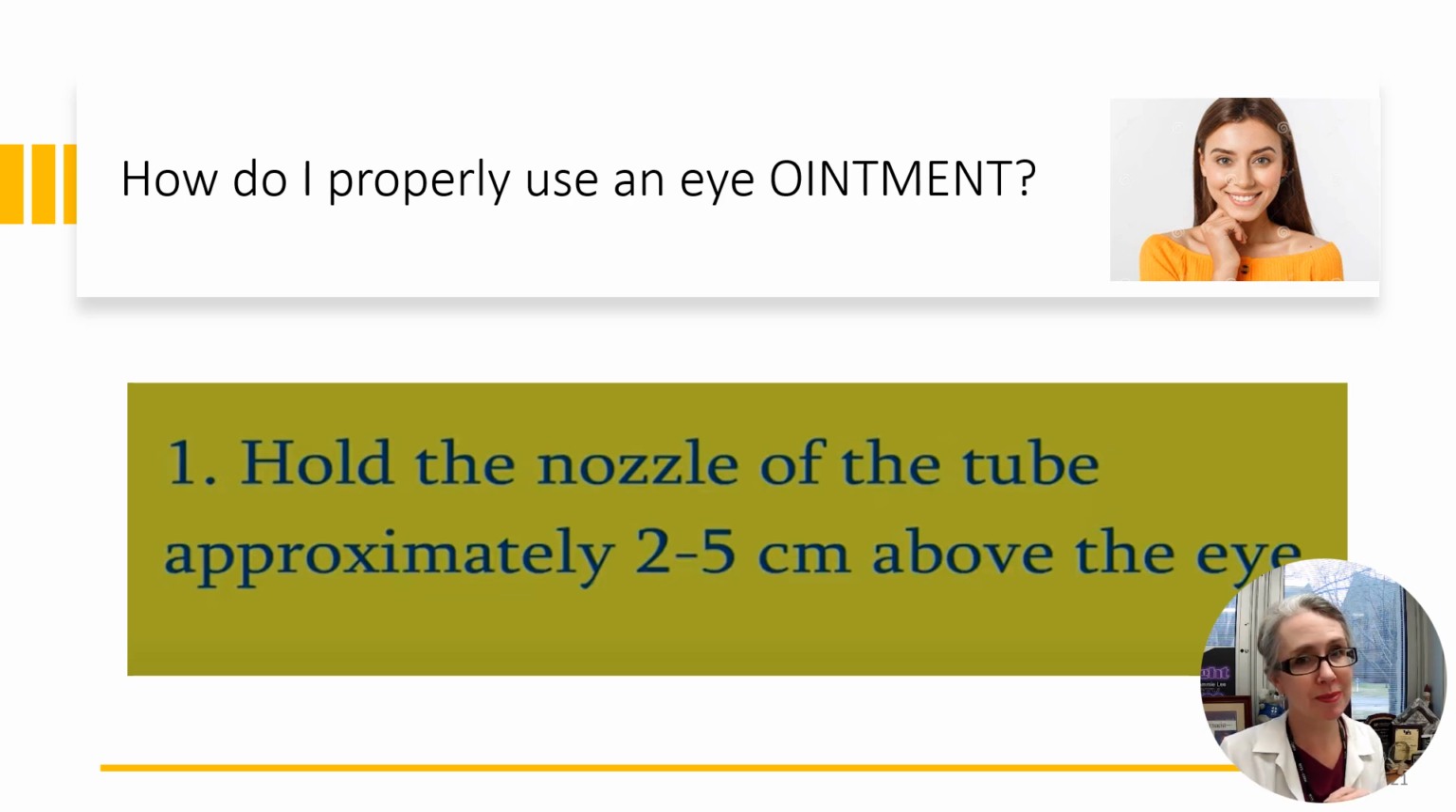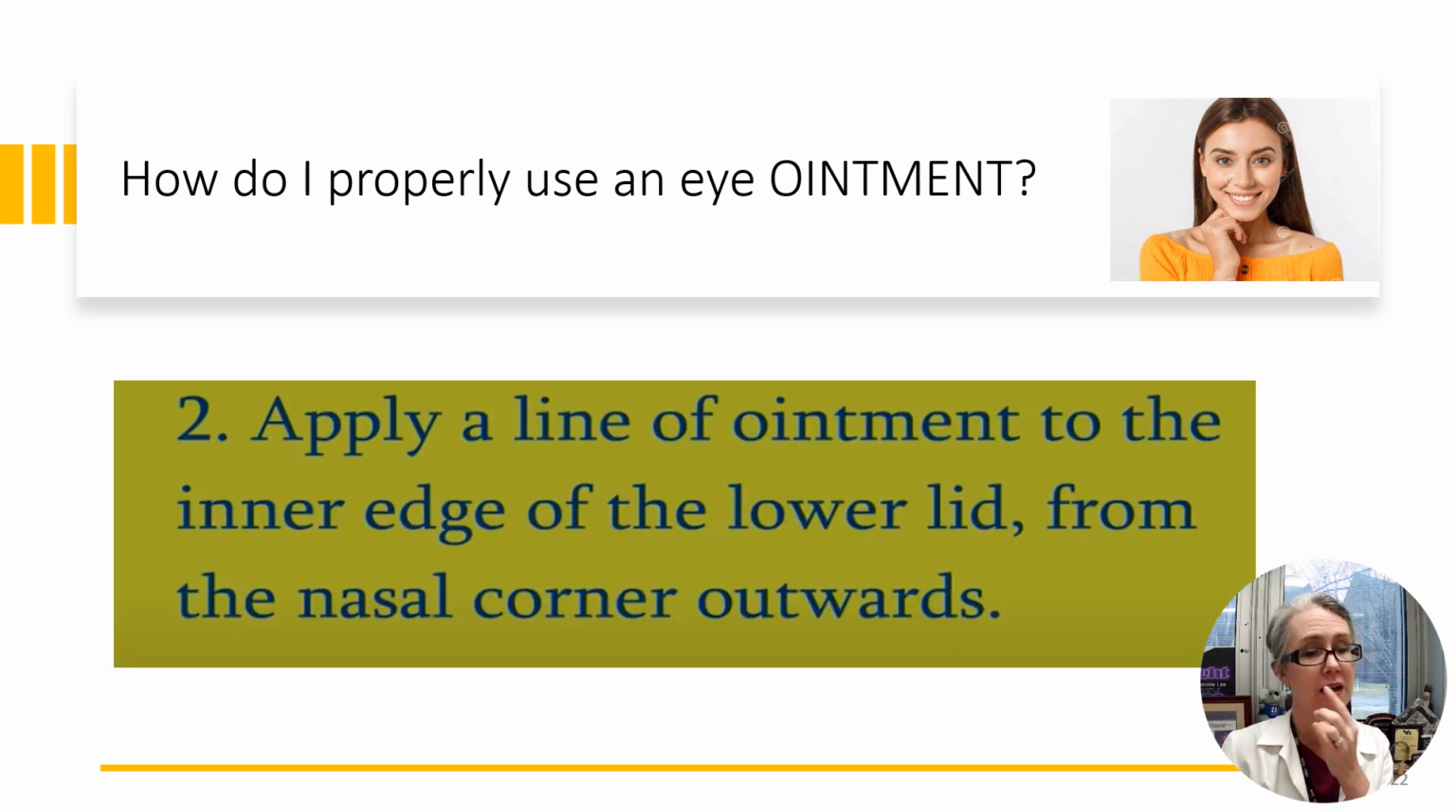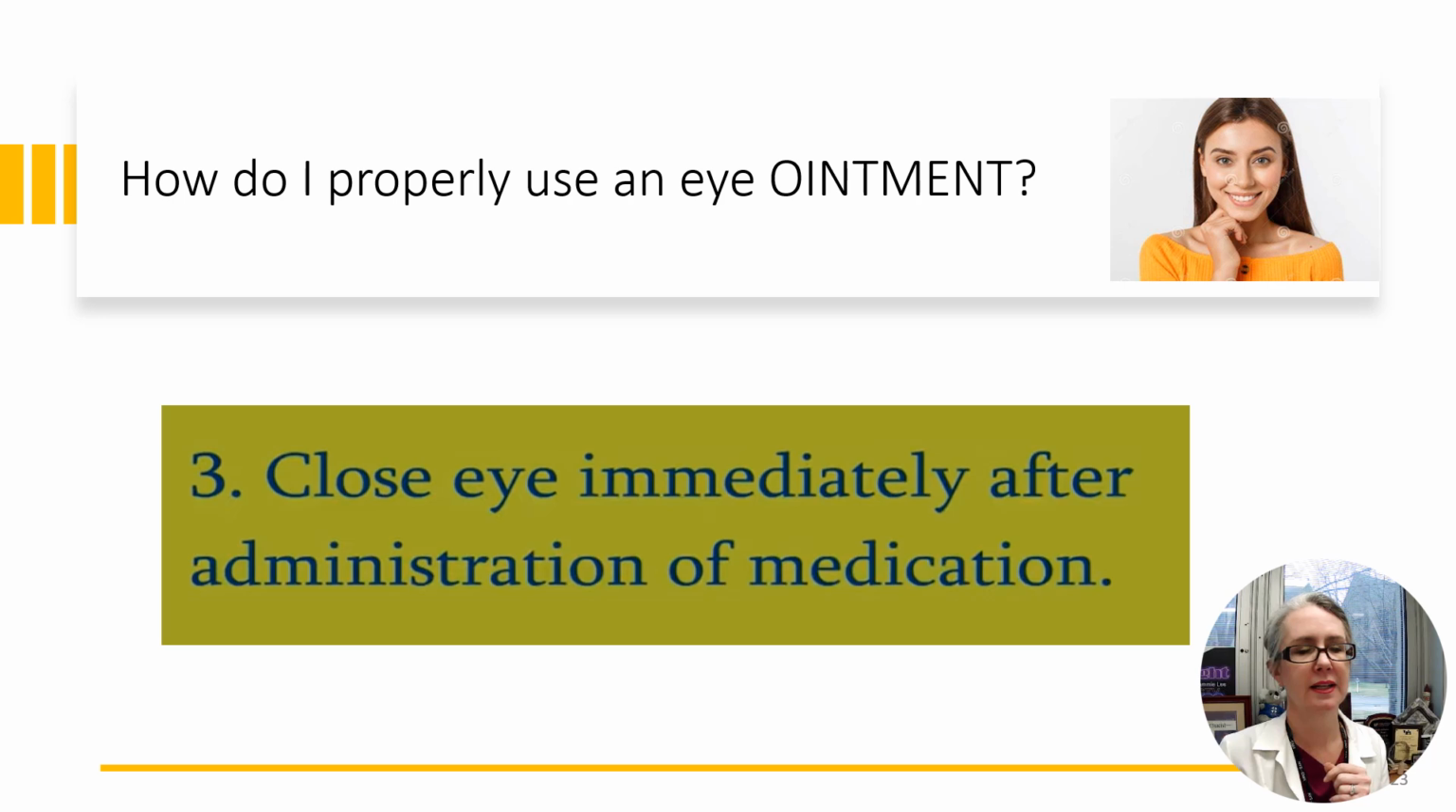Now, if you're doing an ointment, it looks like a toothpaste tube, and you're going to do this similar process of washing your hands and tilting your head back, but you're going to squeeze the nozzle, and as best you can, what they call a little ribbon, about 2 to 5 centimeters above the eye, just so that the ribbon falls comfortably inside the eye sac of the lower lid, which we'll be showing you, from the nasal corner out. If you go the other way, it's not a problem, but it's easier generally to go nose and then in. And then close your eye immediately after the medication is administered.